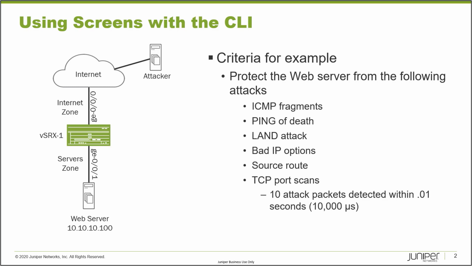Now, keep in mind that I do have 10,000 microseconds listed here because that's how we need to configure it. When you configure a port scan threshold, it is configured using microseconds. So if we want that 0.01 seconds, that's going to be 10,000 microseconds. So basically what happens if one host attempts to scan 10 different ports within 0.01 seconds or 10,000 microseconds, then that protection will be enabled. So with that, let's go ahead and jump to the CLI of vSRX1 and get this going.